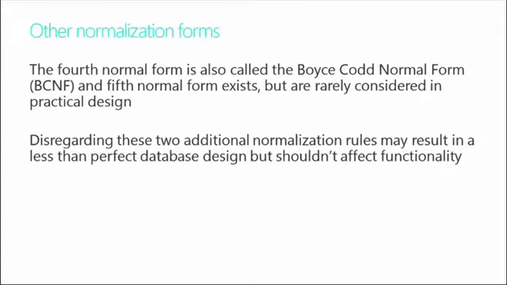There's a fourth normal form called BCNF, so I don't have to try to pronounce the names. We're not even going to worry about those. There's a slight risk of not having the perfect design, but it shouldn't affect the functionality if we don't implement fourth and fifth normal forms. And that's why we're not even going to address those at this point.